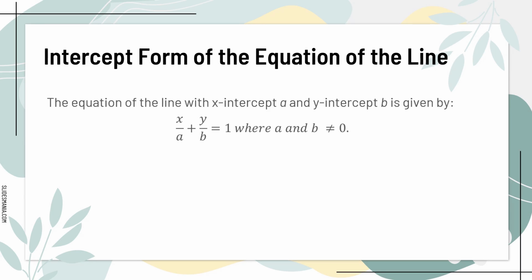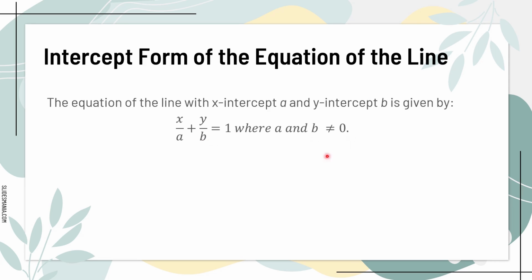Now we're gonna have the intercept form of the equation of the line. The equation of the line with x-intercept a and y-intercept b is given by this formula: x over a plus y over b is equal to 1, where a and b are not equal to 0. So I guess this is the easiest one.